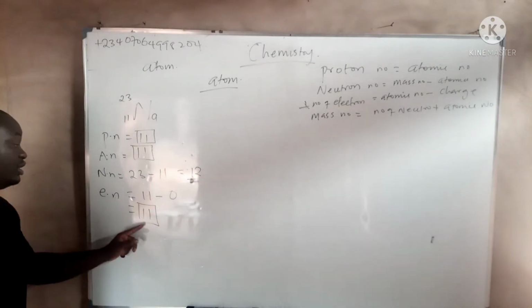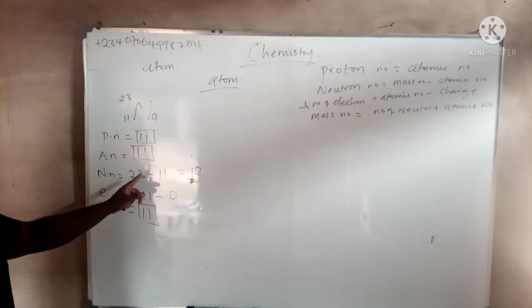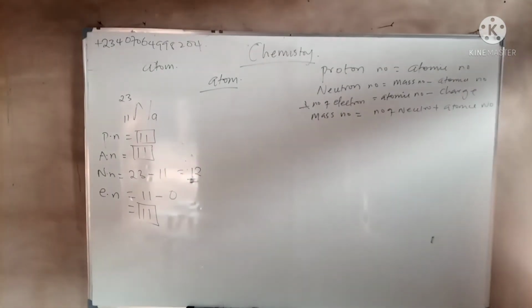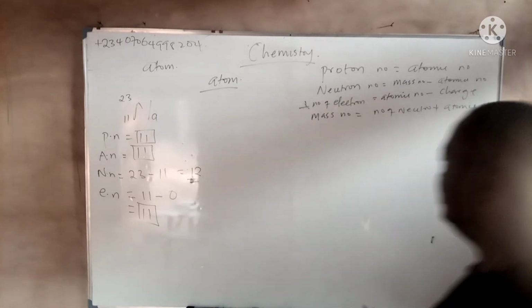The number of electrons is 11, and the number of protons, or the atomic number, is also what? 11. That's what we're talking about in this video. It is so easy. Immediately you know the formula, your life is easy. Let's move ahead. What about if you have this?